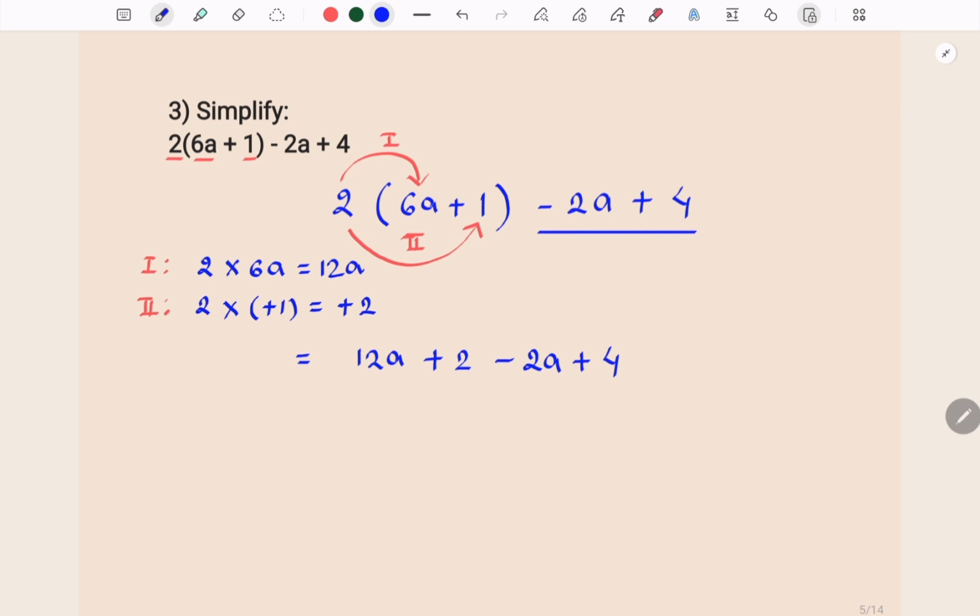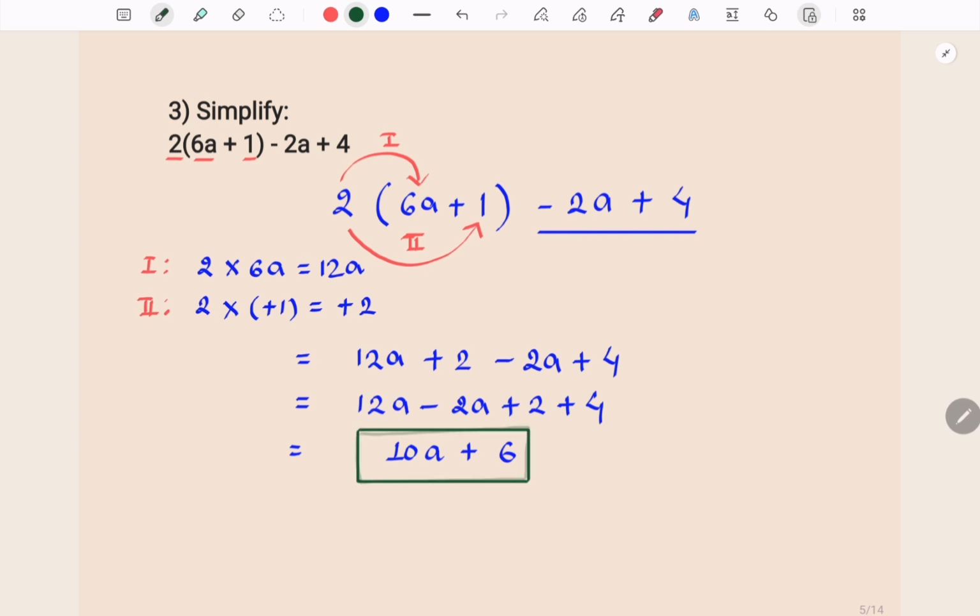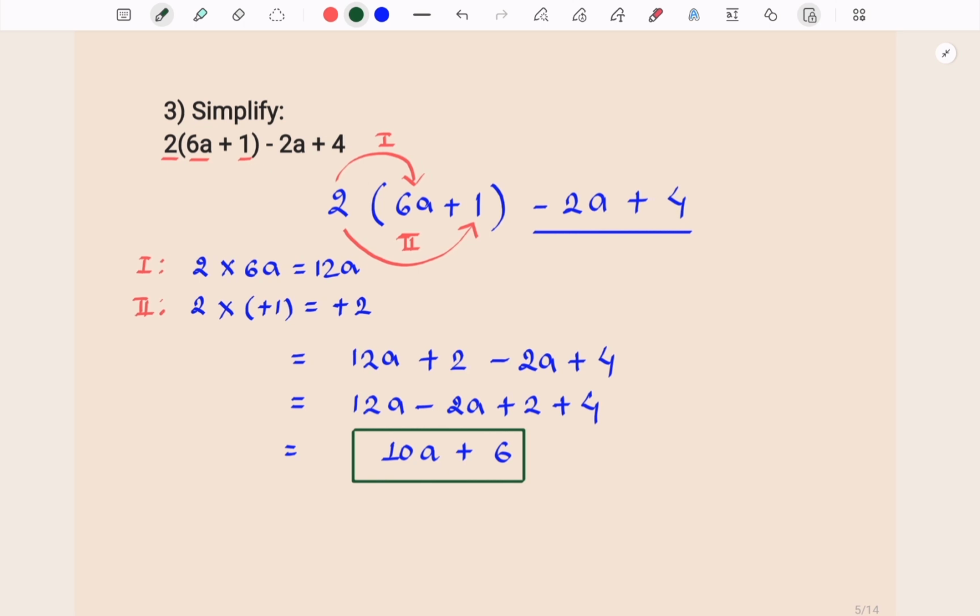Now, I combine like terms. Here, 12a and minus 2a are like terms. So, 12a minus 2a, plus 2 and plus 4. 12a minus 2a gives 10a. 2 plus 4 gives 6. So, the final answer is 10a plus 6. Let's move to the next question.